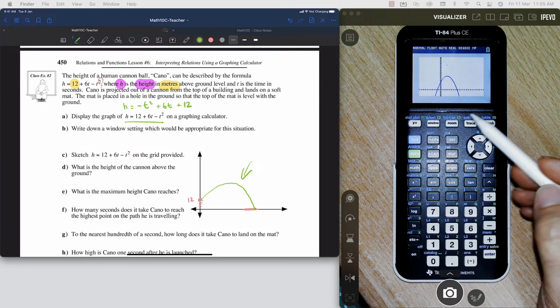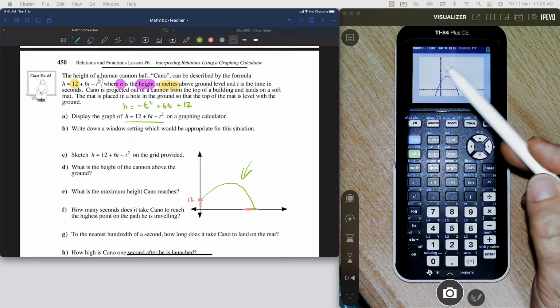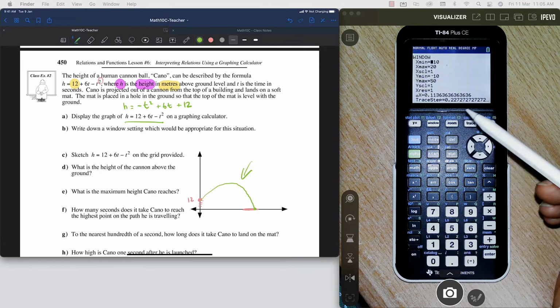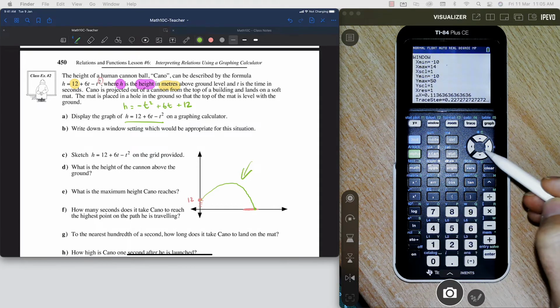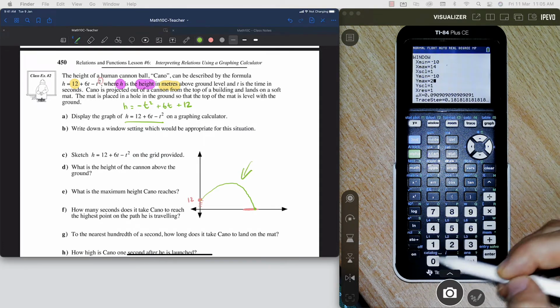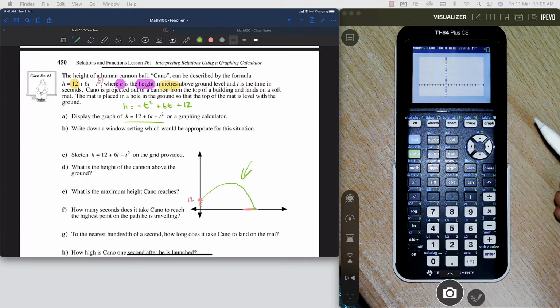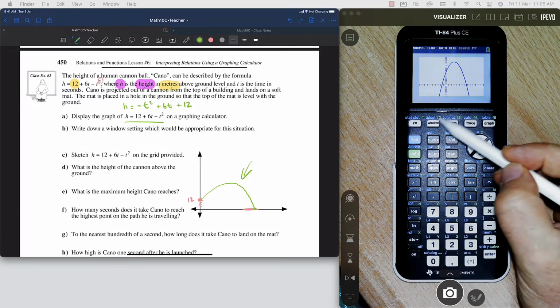So I definitely didn't need to go as high in the y or as far over to the right in the x. So I can go back into here, and change this to, say, 14, and come down here and change this to like 25 maybe. Graph that out. Looks a little bit better right there. Okay, now let's follow the rest of the questions and see what they're asking. So write down a window setting. I just gave you that, which was right here.